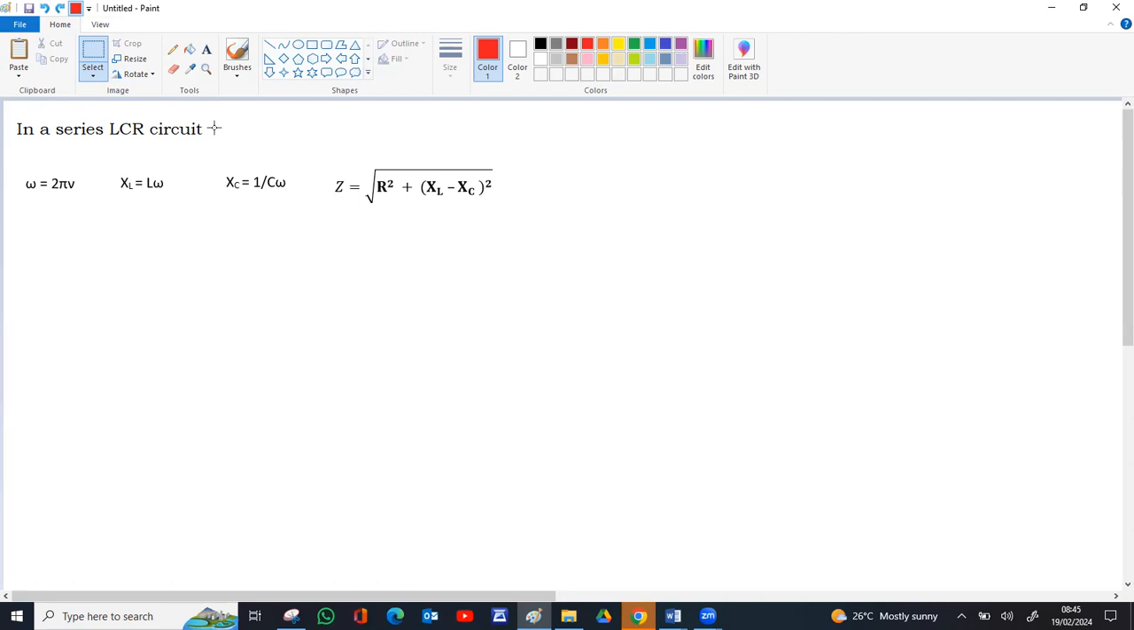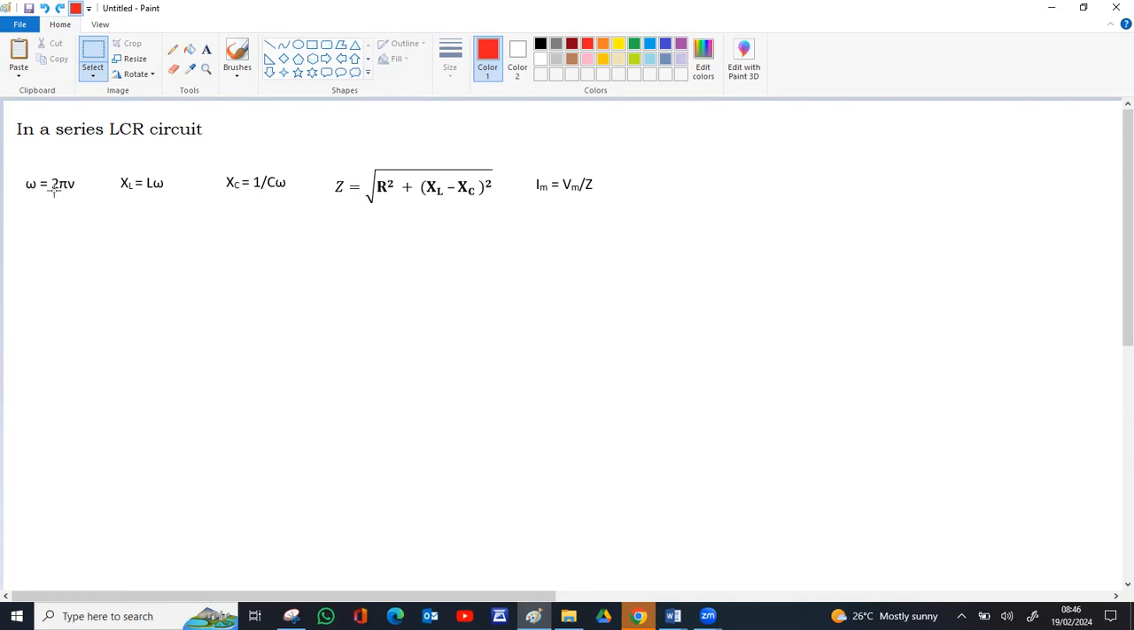Now the current through the circuit will be total voltage by total opposition. The maximum current is maximum voltage by total opposition. So the maximum current in a series LCR circuit is maximum voltage by the total opposition, which is impedance.